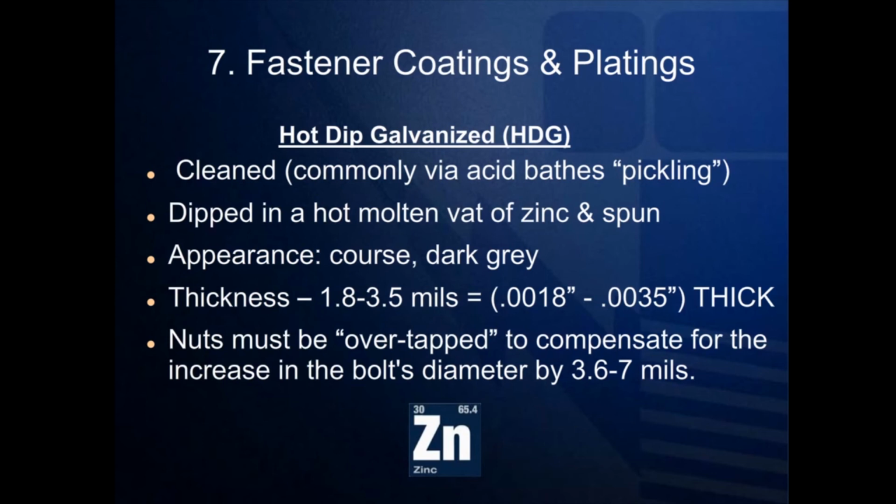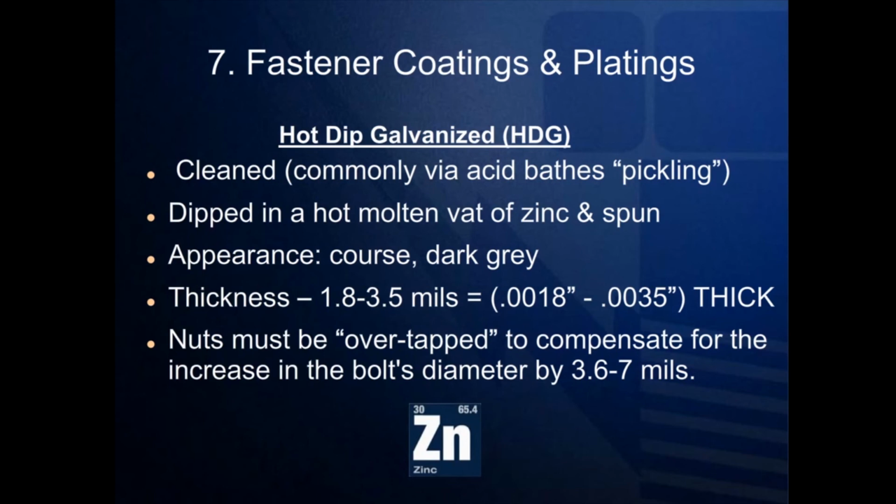If bolts are galvanized, then the nuts should be oversized to accommodate for the 3.6 to 7 mils increase in bolt diameter after galvanizing. If this is not done, the assembly of the bolt and nut will become either impossible to assemble or will result in the hot-dip galvanized coating being scraped off the threads. Either scenario is unacceptable. To minimize this drawback, hot-dip galvanized nuts are retapped slightly larger, known as overtapping.